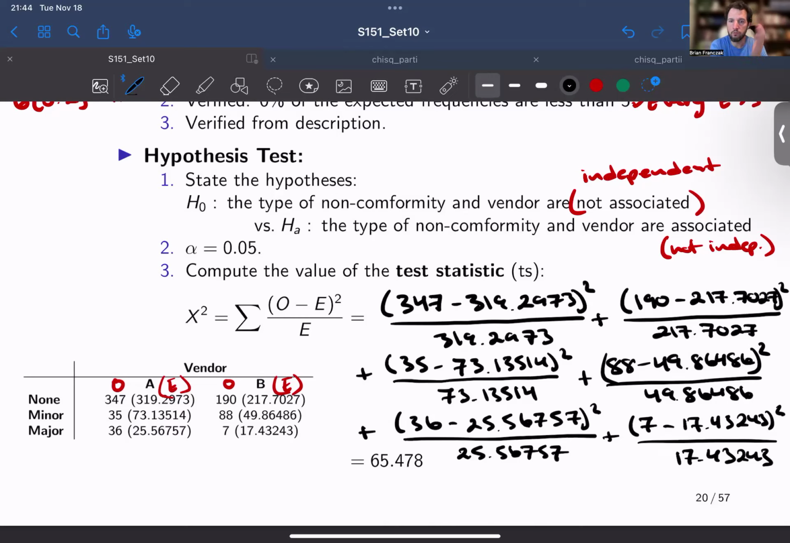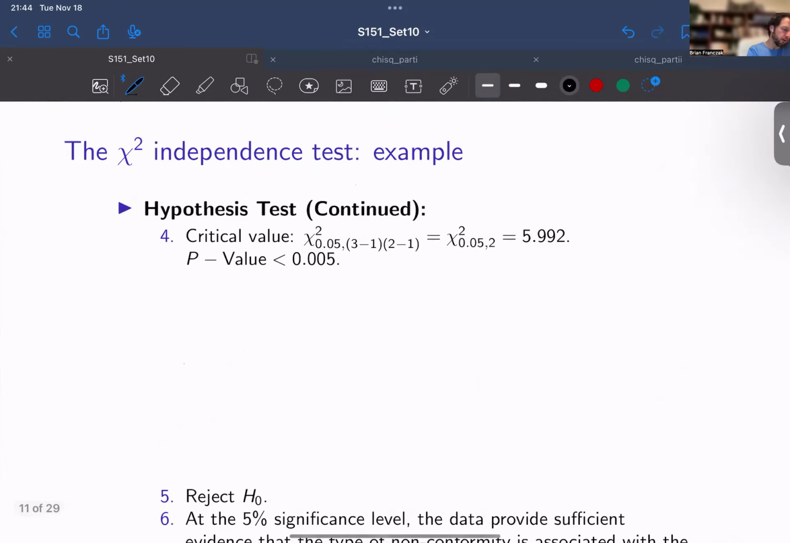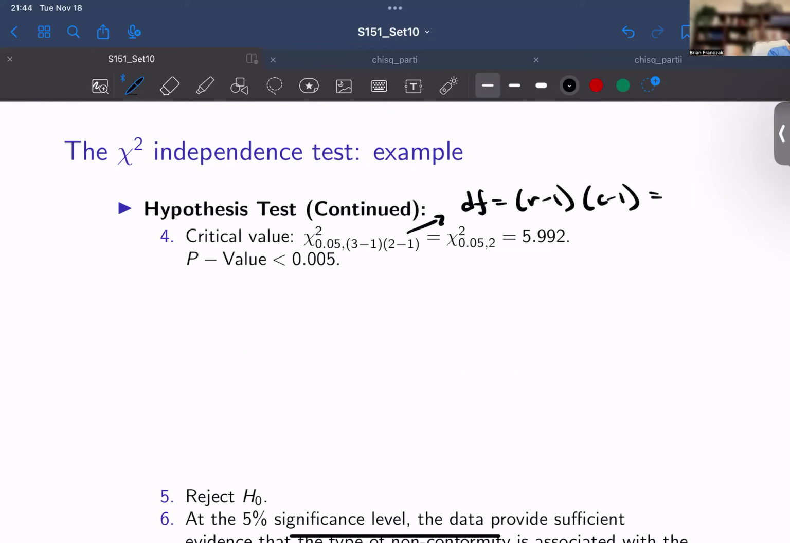So we do this calculation through, and then when we find all of these different fractions and add them together, we get a test statistic of 65.478. Okay, so that takes us to step 4. Now, you can see here, I have the degree of freedom calculation summarized. So once again, we have number of rows minus 1 times the number of columns minus 1 from the contingency table. And you can see from the subscript that that's 3 minus 1 times 2 minus 1, which is 2 times 1, which is 2.